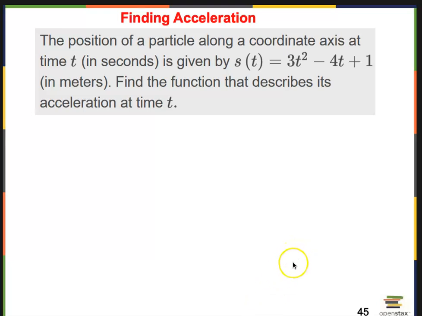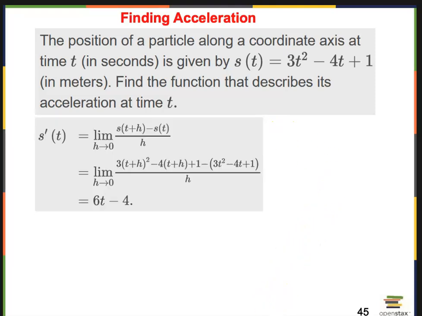What if we're looking for acceleration? The position of a particle along a coordinate axis at time t in seconds is given by s of t equals 3t squared minus 4t plus 1. So we're given our position function in meters. Find the function that describes its acceleration at time t.